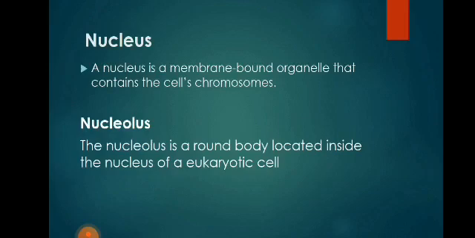Next is the nucleolus. The nucleolus is a round body located inside the nucleus of the eukaryotic cells. The nucleolus is a dynamic membrane-less structure whose primary function is ribosomal RNA synthesis and ribosome biogenesis.